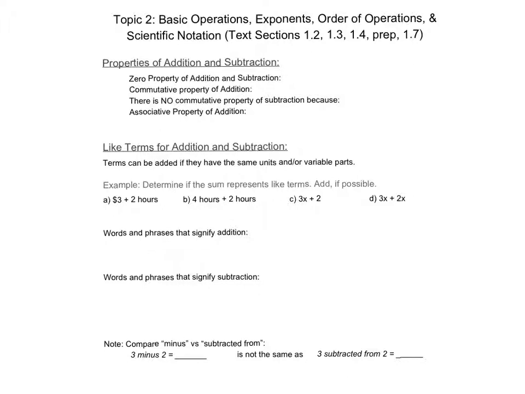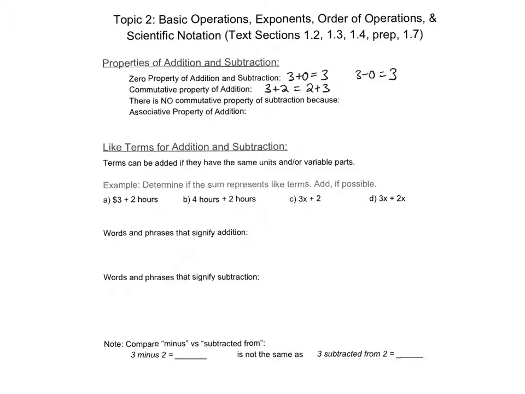The zero property of addition and subtraction is that when we add 0 to any number or subtract 0 from any number, it doesn't change the number. The commutative property of addition tells us that when I add any two numbers, the order in which I add them doesn't matter. So 3 plus 2 is going to give me the same result as 2 plus 3. In other words, you can rearrange addition.